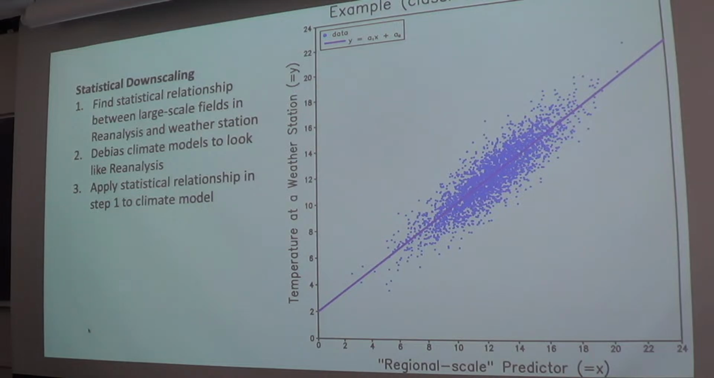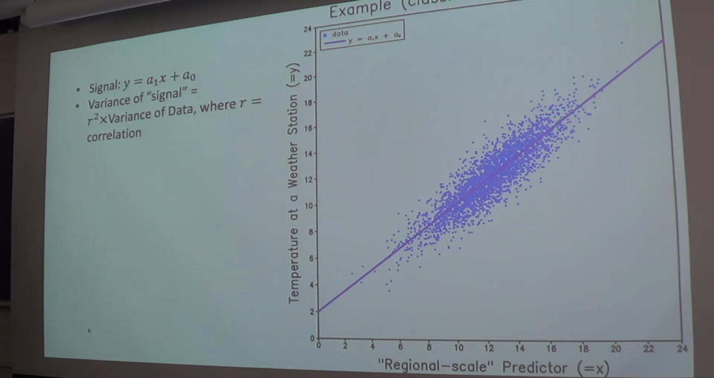The method I'm going to be using is statistical downscaling. So you find a statistical relationship between the large scale, usually a grid reanalysis, and the weather station data. And then you apply it to the climate models. First you would have to debias the climate models to make them like the reanalysis, because that's what you trained your model on. And then you would apply the statistical relationship to the climate models. This is just a general case. I'm going to be focusing on precipitation in this talk, but it's easiest to think about temperature.